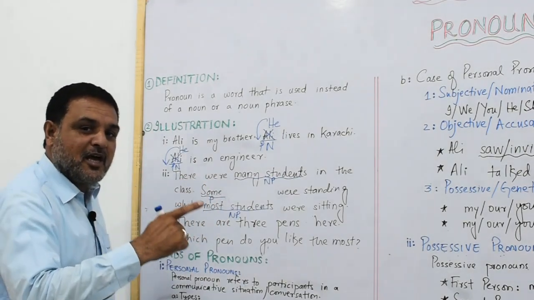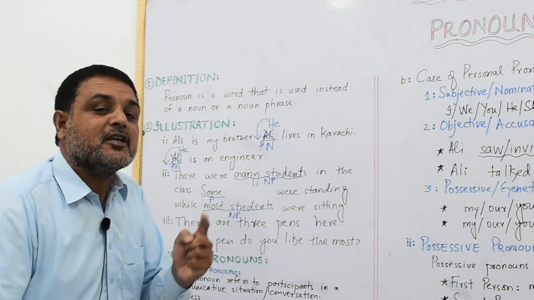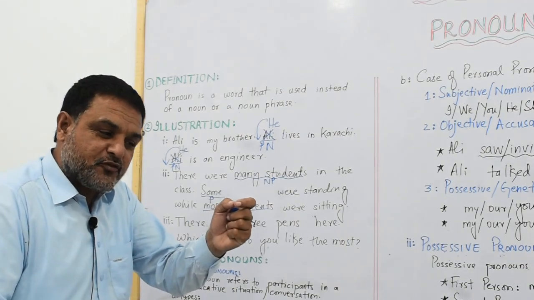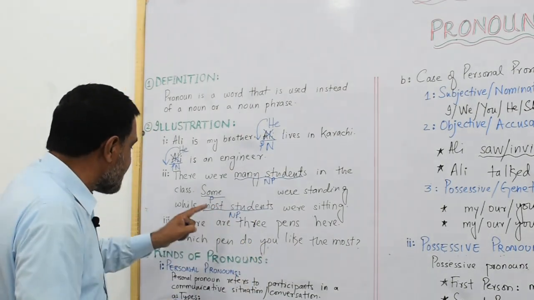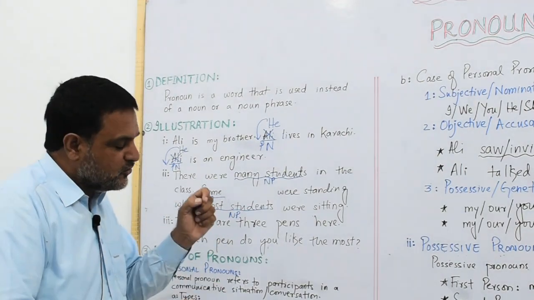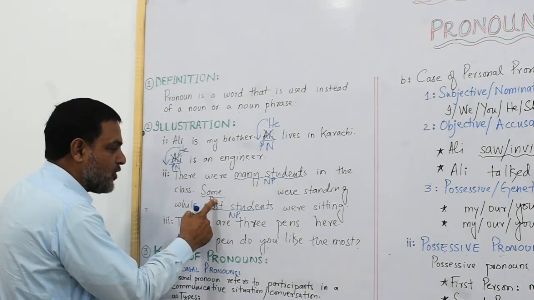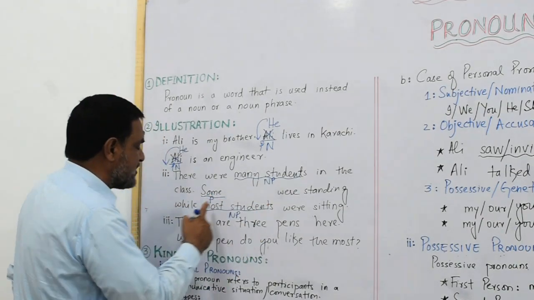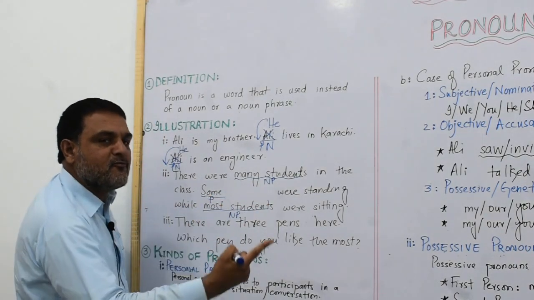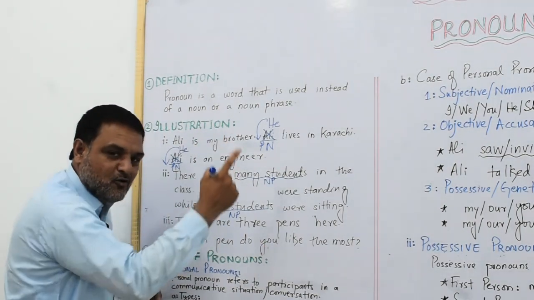Why? Because some has been used instead of a noun phrase, instead of a noun, students. So if students is a noun, and if some has been used instead of some students, this is something that makes it a pronoun. So this is a pronoun. Some students were standing, we only say some were standing. This is called the process of replacement. So we have kicked out students.